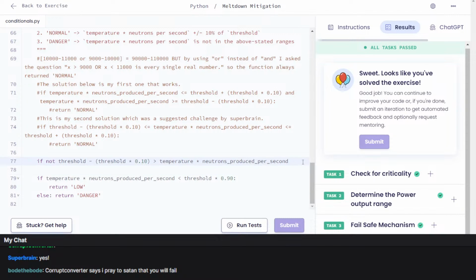Wait, let me think about... Okay. Then we need the upper bound. It needs to be greater than the upper bound. Yeah, greater than, which is this. I just don't feel like typing, so I'll copy and paste it.